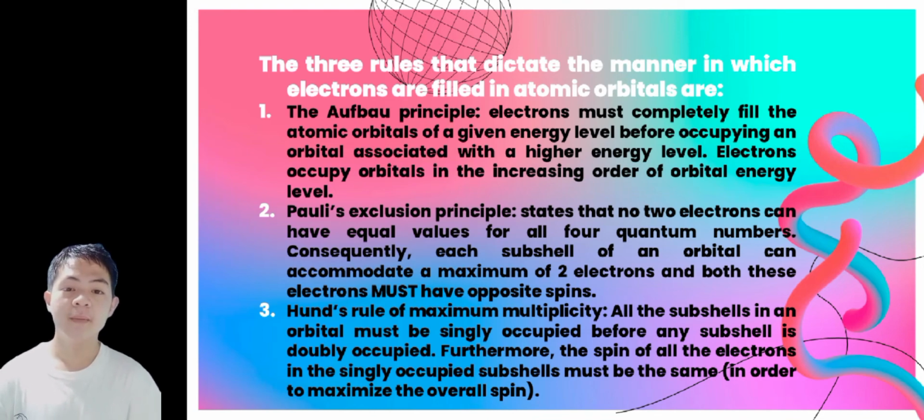Second, Pauli's exclusion principle. It states that no 2 electrons can have equal values for all 4 quantum numbers. Consequently, each subshell of an orbital can accommodate a maximum of 2 electrons, and both these electrons must have opposite spins. And lastly, Hund's rule of maximum multiplicity.